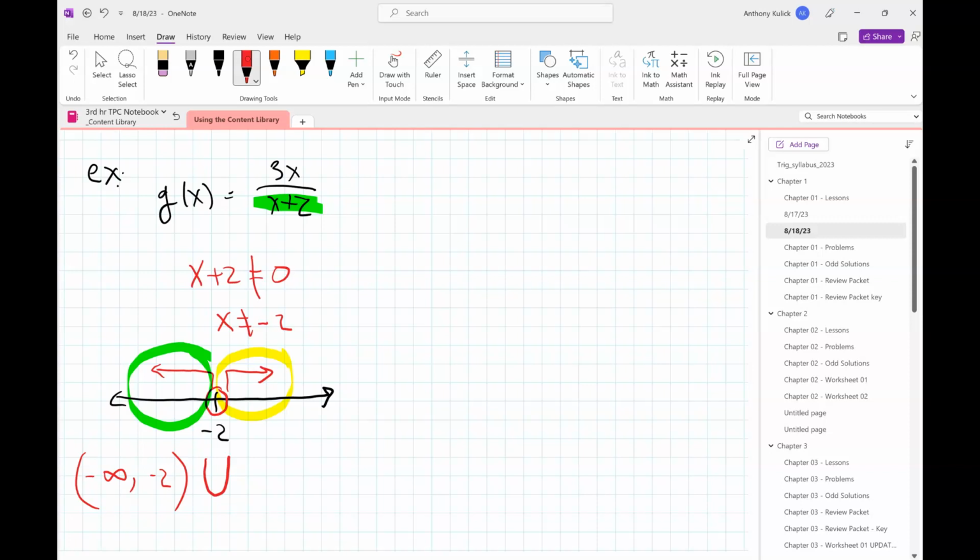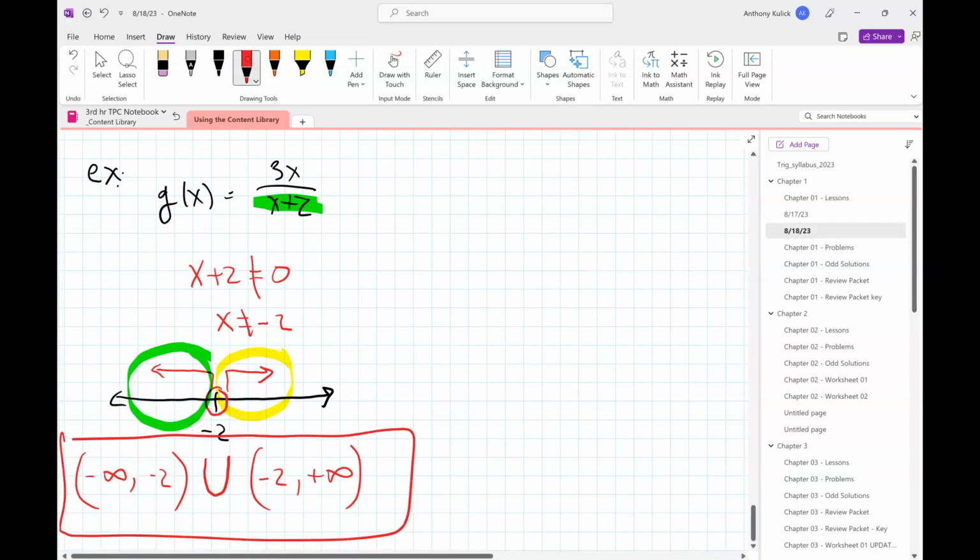Now let's do the yellow. The lower bound is, and the upper bound is. Excellent. Always a parenthesis on the infinity. -2 gets a parenthesis. There's our domain. You feel good? No? Too fast? It's okay. We'll do more.